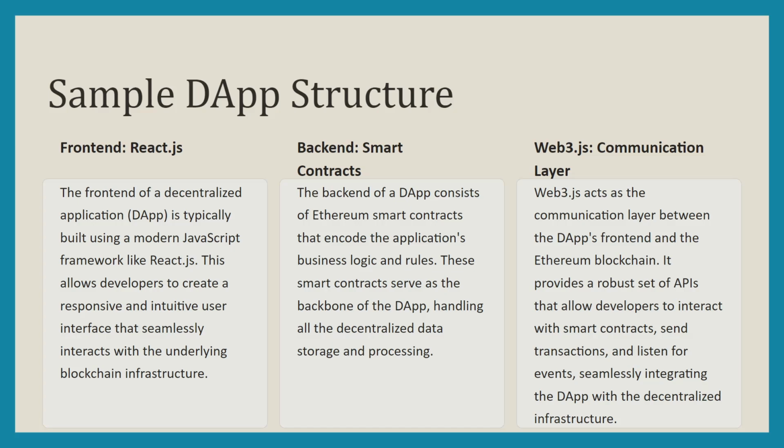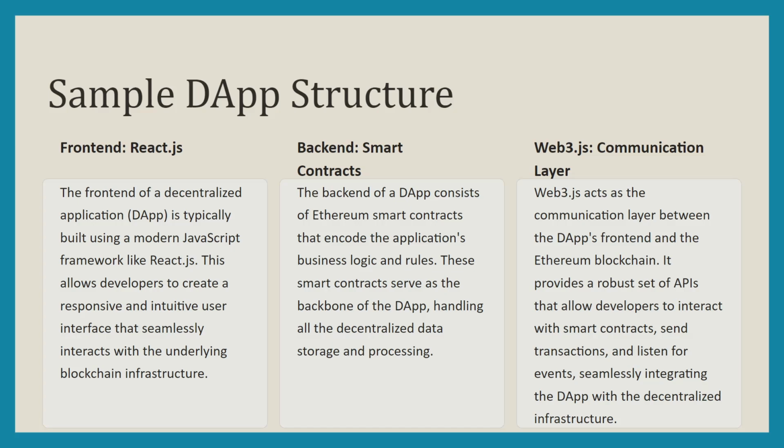Simple dApp structure. So the front end is React.js, the backend is smart contracts, and Web3.js is the communication layer. The front end of a dApp is typically built using a modern JavaScript framework like React.js. This allows developers to create a responsive and intuitive user interface that seamlessly interacts with the underlying blockchain infrastructure. Backend, right? The backend of a dApp consists of Ethereum smart contracts that encode the application's business logic and rules. These smart contracts serve as the backbone of the dApp, handling all the decentralized data storage and processing.